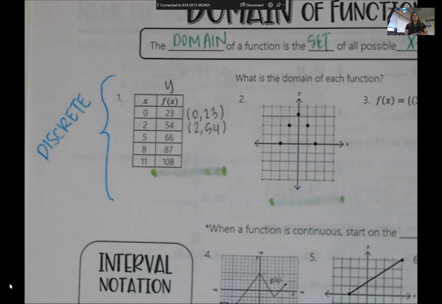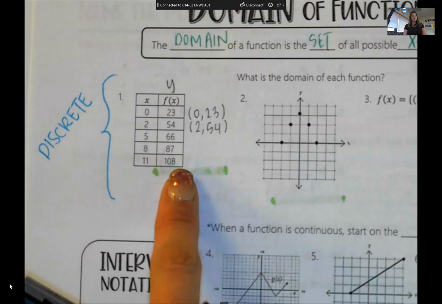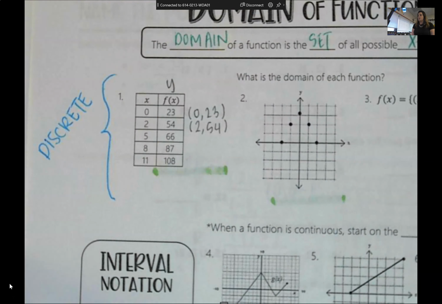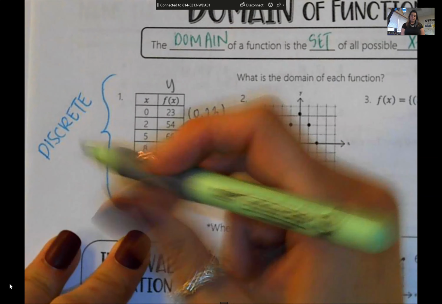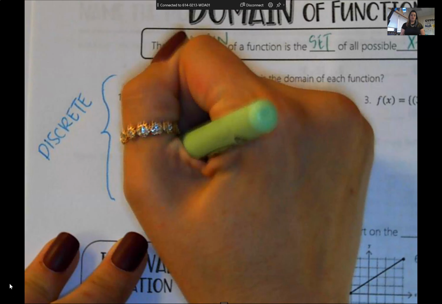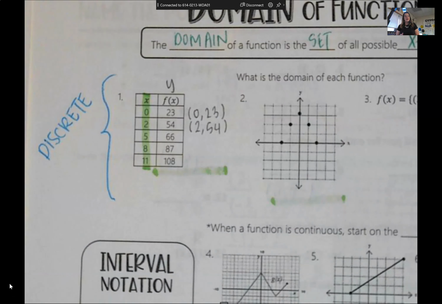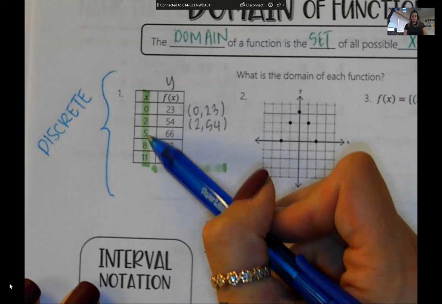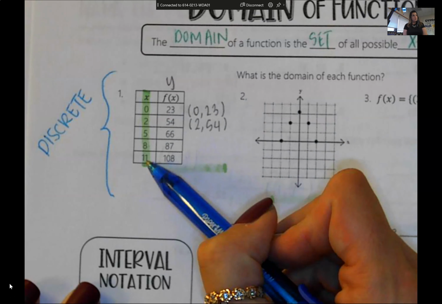So if we're looking at this, if we know that this is an x coordinate and a y coordinate, and I would like you to tell me what all the x values can be, well, these ones are the easiest ones because all we have to do is list those numbers in the x column. So this table is telling us that x can be 0, 2, 5, 8, and 11.